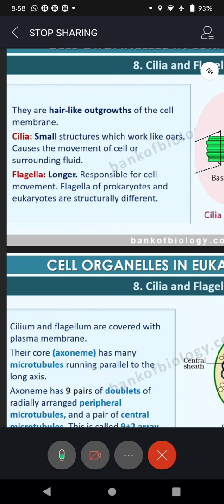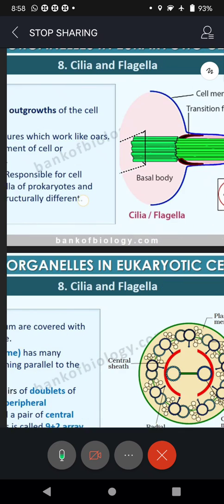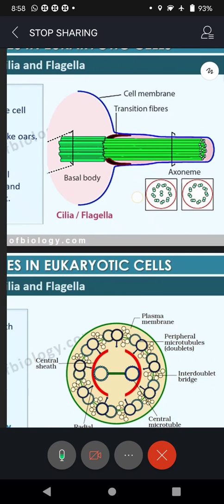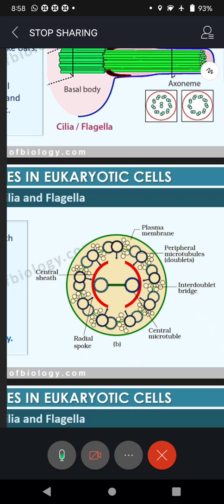They will be making the movement in one way, pushing the organism like paramecium ahead. And flagella, on the other hand, are longer, I said whip-like, and they help in cell movement. And flagella of prokaryotes and eukaryotes are different. In what way? Look at that. This is the basic structure of cilia and flagella. There will be a basal body at the base, then a lot of smaller threads will be there. We call them transition fibers, and then when you take the section of each fiber, you have a different structure. They are called axoneme. When we make this bigger, it appears like this.